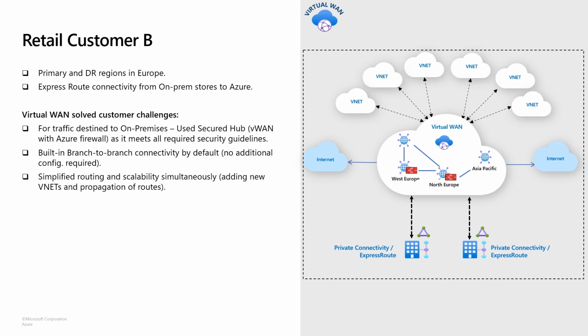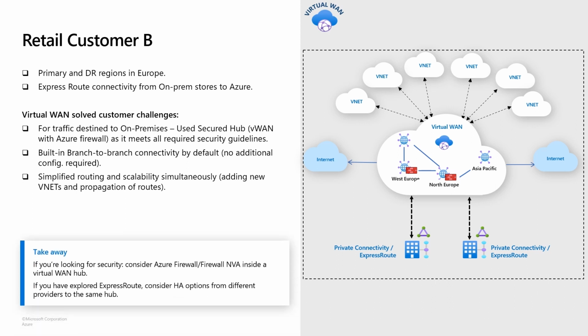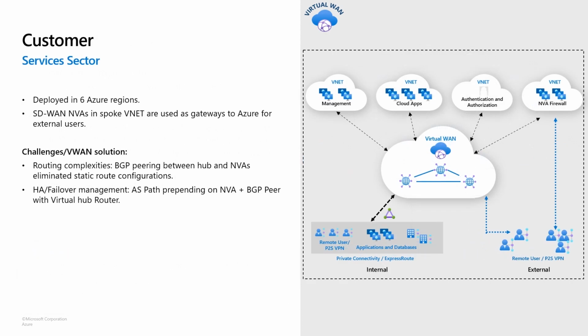This also helped them simplify their routing and scalability challenges that they had, because as soon as you add another VNet, the automatic routing and the security kicks in, and this just simplified their entire setup. So the takeaway here is, if you're looking for security, think about Azure Firewall, or now you can also think about these network virtual appliances that could be provisioned inside the virtual WAN hubs. And let's say if you have ExpressRoute connectivity coming in, you could consider different providers to the same hub or the region.